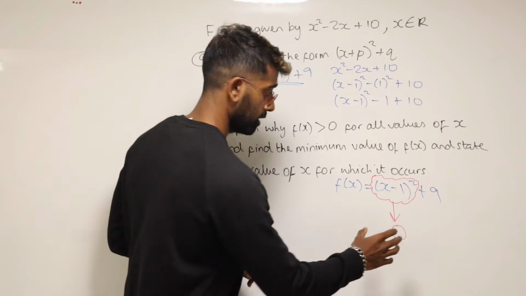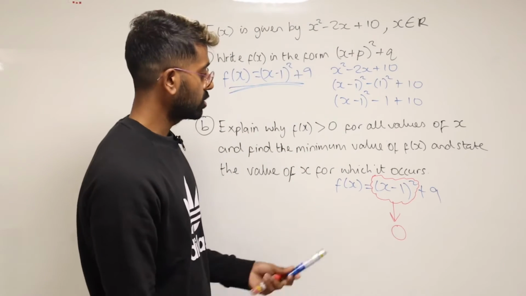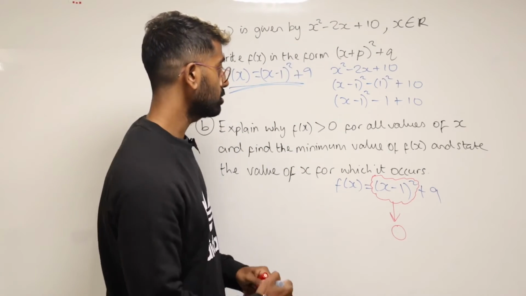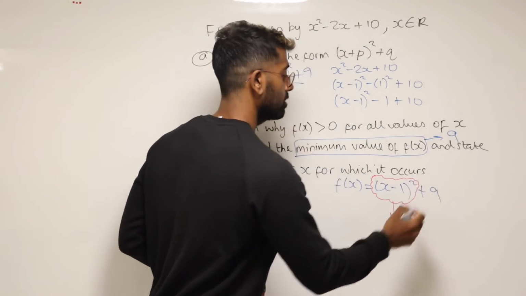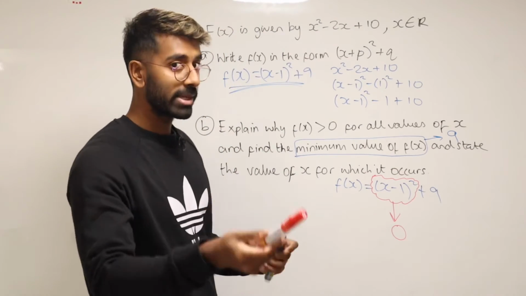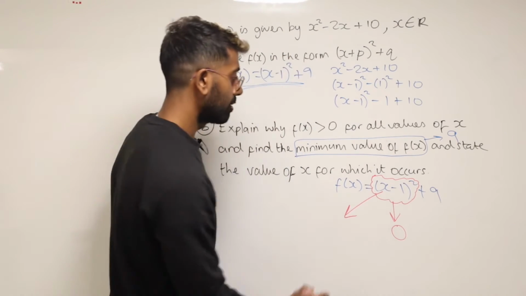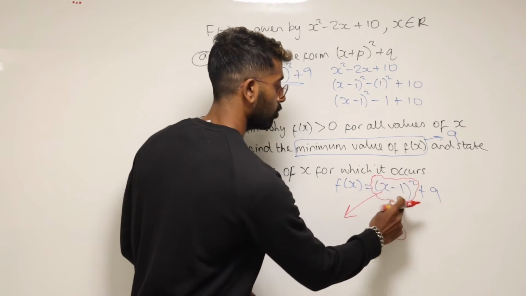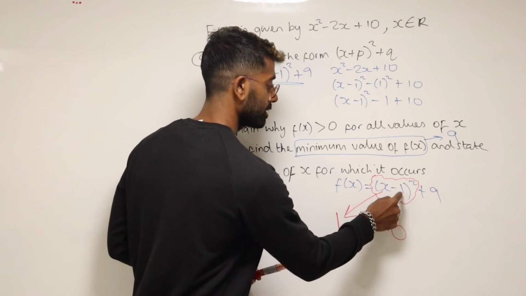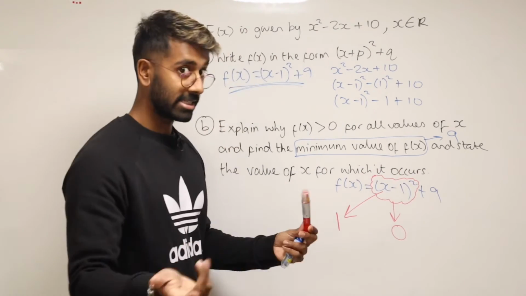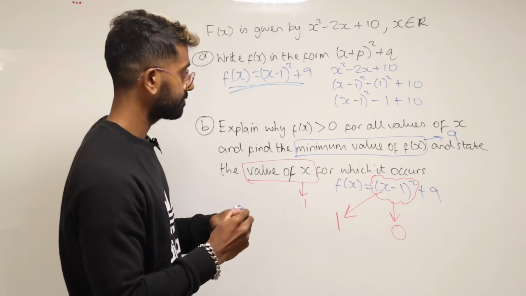So what does that mean overall? Once we've got 0 out of here, we've still got to add 9 on. So the minimum value that you can get out of this function, the minimum value of the function, is going to be 9. But when do we get that? Well, we get that when this part is equal to 0. So what x number do we need to put in here so that this whole red thing becomes 0? Well, we'll need to put in x number of 1, because 1 minus 1 will give me 0, and then 0 squared is still 0. So the value of x for which it occurs is 1.